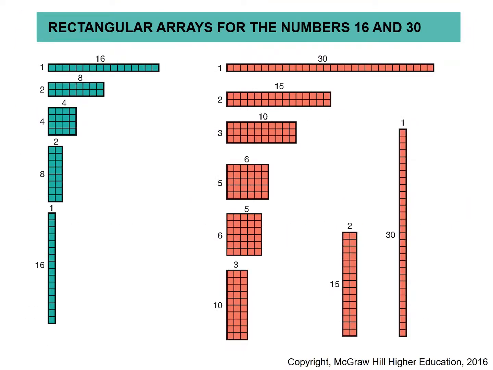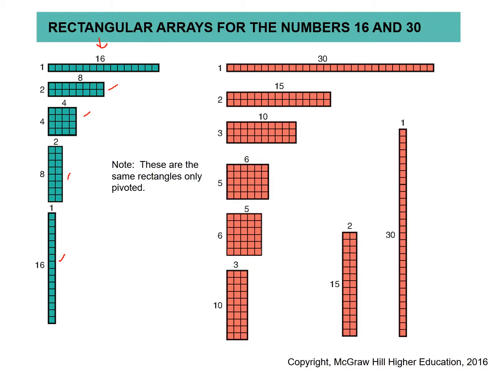So here are some other rectangular array models. These are all for the number 16 in this column. I could have a 16 by 1, I could have an 8 by 2, I could have a 4 by 4. Then I could rotate this 8 by 2 to get this one, and rotate this 16 by 1 to get this last model.